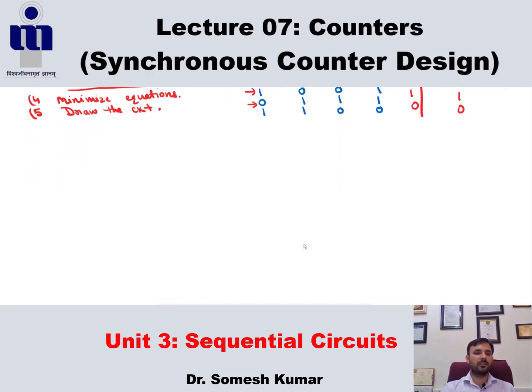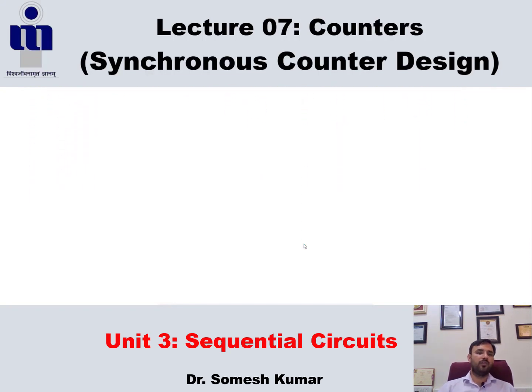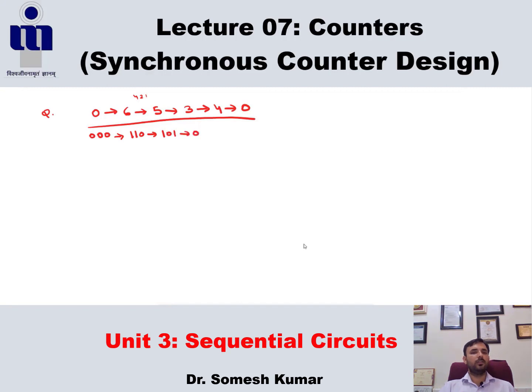So I am taking one more example with more number of flip-flops. Design a counter that counts the sequence 0, 6, 5, 3, again 4 and 0. Fine. So this is our counter. So we can write this sequence in the form of binary: 0, 1 1 0, 1 0 1, 0 1 1, and 1 0 0, and this is again 0.